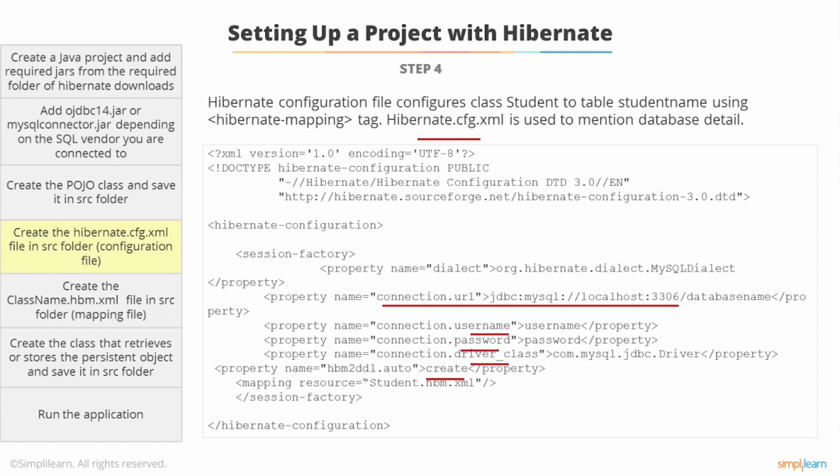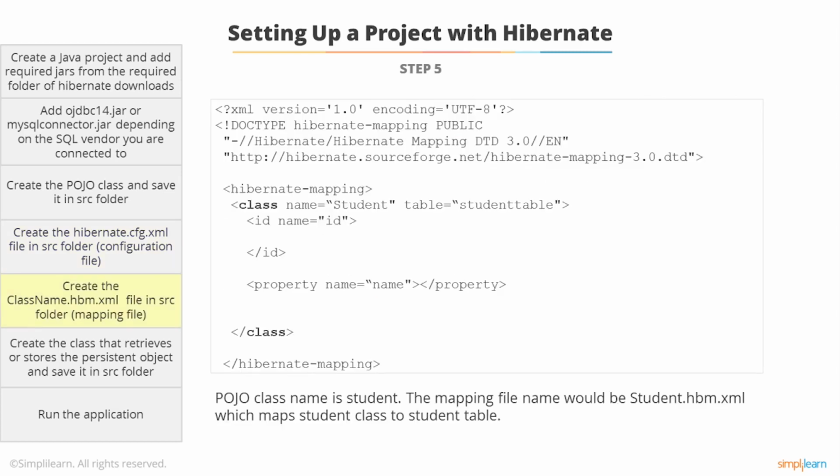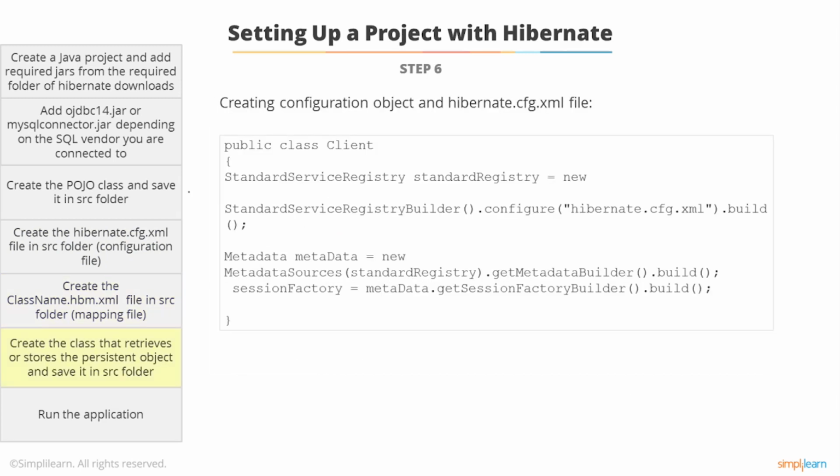And here is the mapping to the mapping file, which maps the column names to attributes that you have in the class. Step 5, you can actually see the mapping done. Name student, table, the ID and the name are being mapped. Then you create the configuration object by creating an object of StandardServiceRegistry. You then call configure and pass the XML config file. Then you create an object of Metadata, call the build method, and finally an object of the SessionFactory by calling the build method of the getSessionFactoryBuilder.